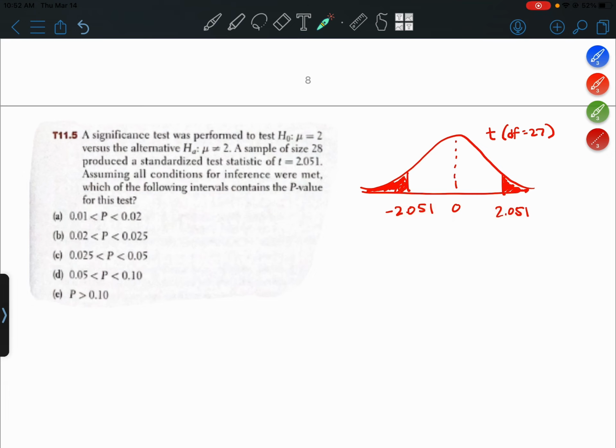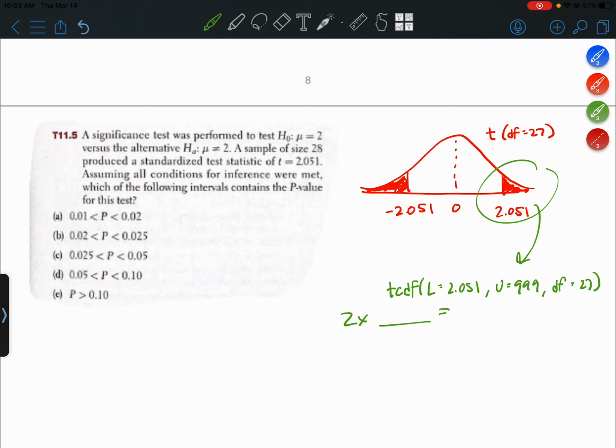All right, so what I'll do is I'll use my calculator to find the area of the left tail. Actually, let's just go area of the right tail. I don't feel like typing in negative signs. Find the area of the right tail, and then we'll double it to get the overall p-value. So TCDF, lower bound equals 2.051, upper bound equals 999, degrees of freedom equals 27, okay? And then whatever that equals, we'll multiply it by 2 to get the p-value.